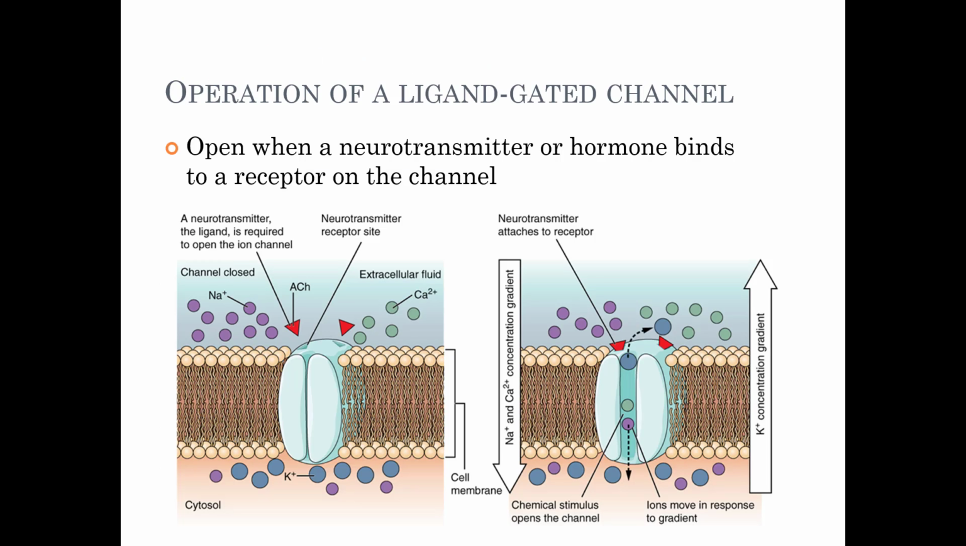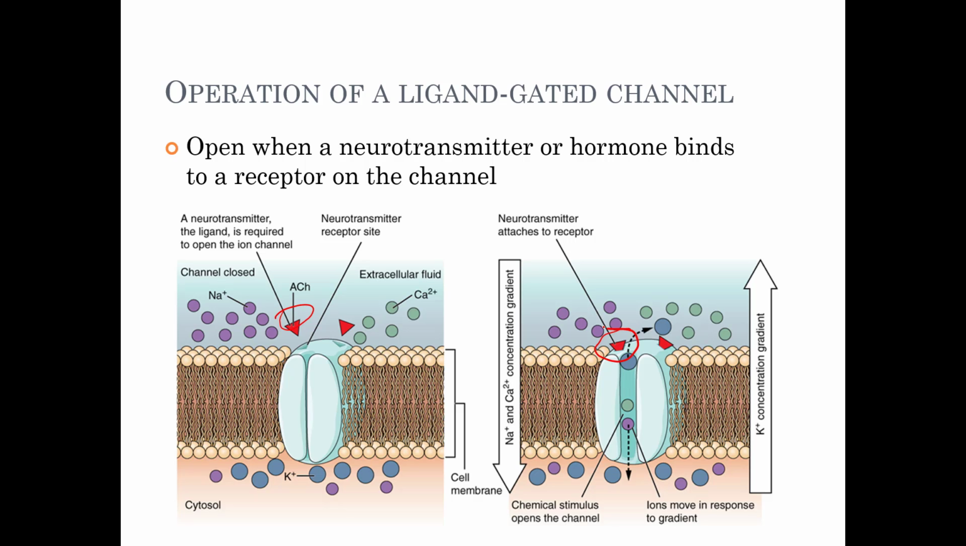Ligand-gated channels. Again, when they're closed, they don't allow for any movement of ions. However, when the appropriate chemical or ligand is present, in this case, it's showing a neurotransmitter. This is acetylcholine. We'll talk more about acetylcholine in a bit. When acetylcholine is present here, so this is the correct ligand, it's going to bind to a receptor site on our ligand-gated channel. When our neurotransmitter or chemical is bound to the receptor, it opens the channel and ions will move down their concentration gradient.